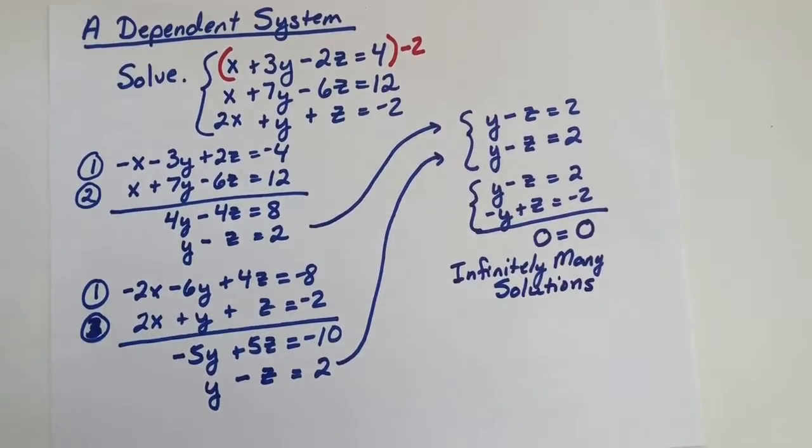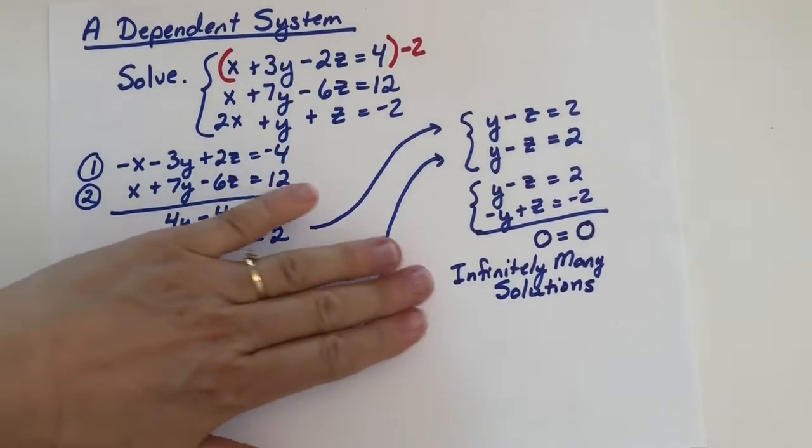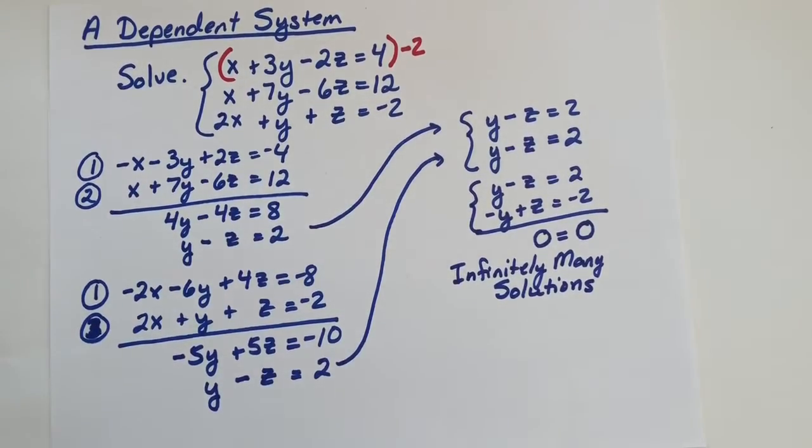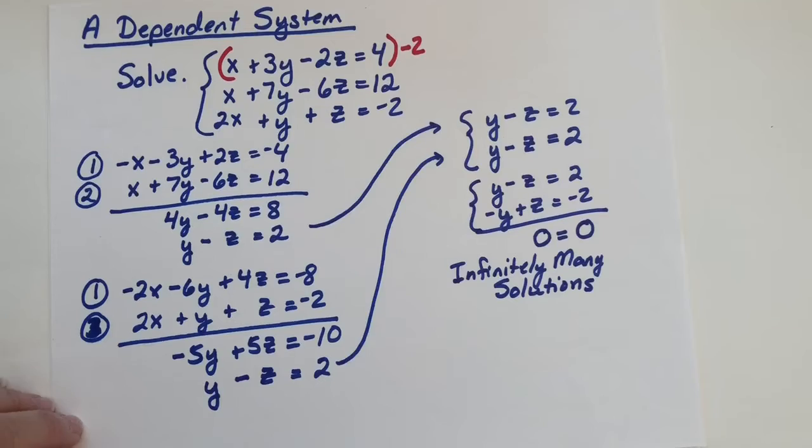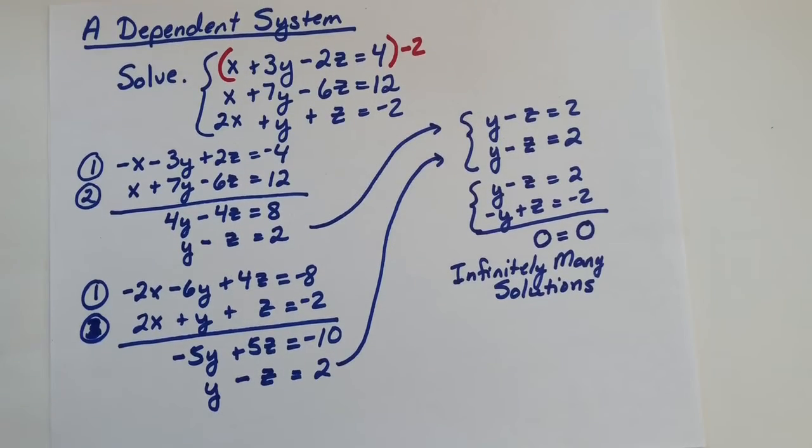And for some classes, that's fine to just represent the answer that way. But we can actually do better. We can actually say something about what those solutions look like. So we're going to introduce a parameter, and we'll call it t. We're going to come up with a representation of what the solutions look like.